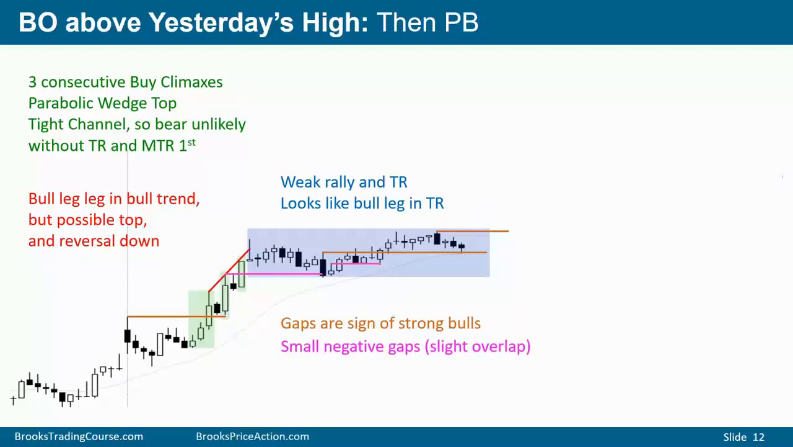You can call it negative gaps, slight overlap between this pullback and this breakout point, slight overlap between this pullback and that buy signal bar high. It's still a sign of strength, and it still increases the chances that we're going to go higher. Look at the size of the pullbacks. We have a parabolic wedge top, and you could sell here, sell there.